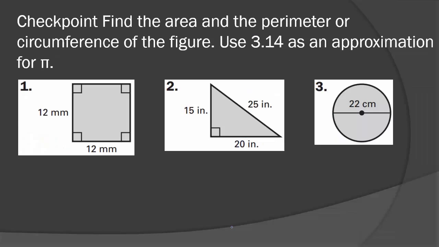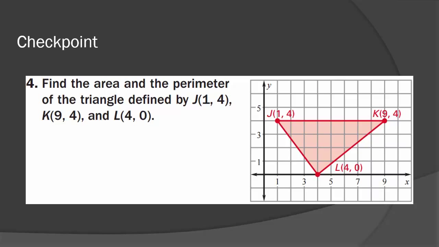All right, checkpoint problems number 1, 2, 3, and 4 are yours. In checkpoint problems 1, 2, and 3, you are to find the area and perimeter or circumference of the figure. Use 3.14 as an approximation for pi. In checkpoint problem number 4, find the area and perimeter of the triangle defined by J at (1, 4), K at (9, 4), and L at (4, 0).